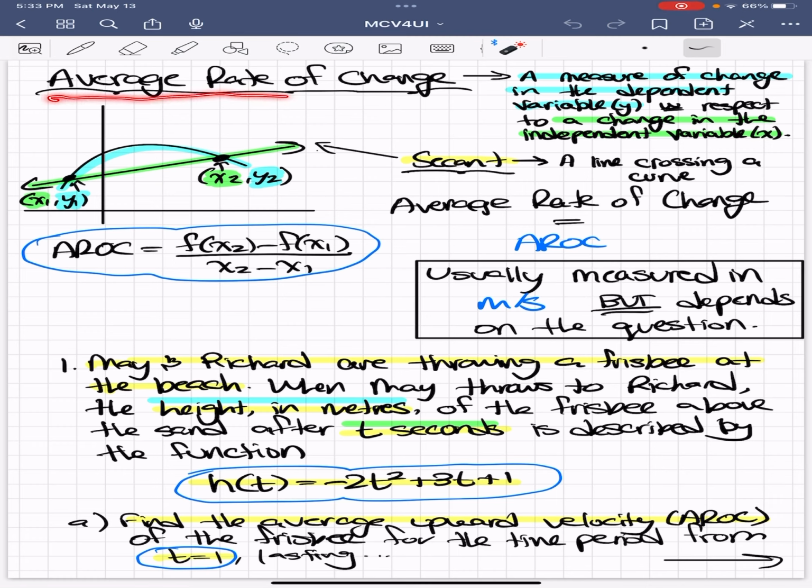So average rate of change is a measure of change in the dependent variable with respect to a change in the independent variable. A secant is a line crossing a curve, and you can see right here that I have a secant crossing a curve. You can see I've labeled the independent variable and the dependent variable right there.